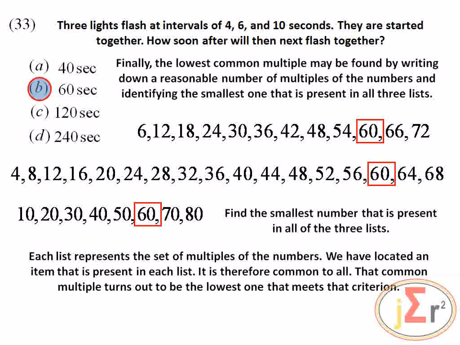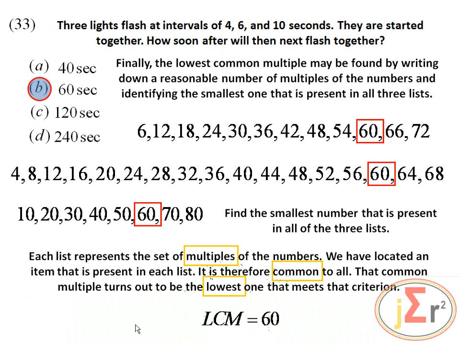Each list represents the set of multiples of the numbers. We have located an item that is present in each list. It is therefore common to all. That common multiple turns out to be the lowest one that meets the criterion. So we have the lowest common multiple, and the LCM is 60.